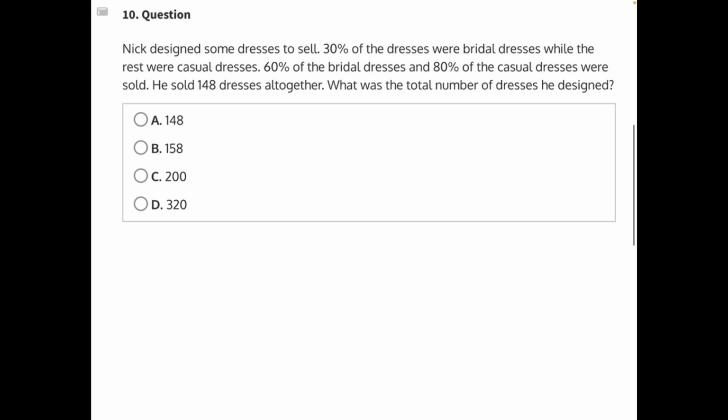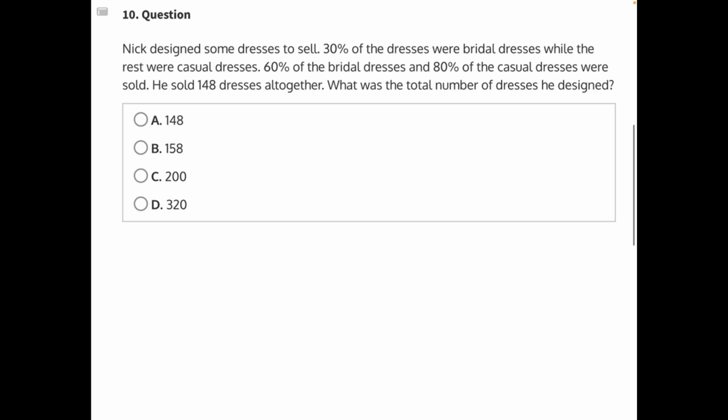Nick designed some dresses to sell. 30% of the dresses were bridal dresses, while the rest were casual dresses. 60% of the bridal dresses and 80% of the casual dresses were sold. He sold 148 dresses altogether. What was the total number of dresses he designed?